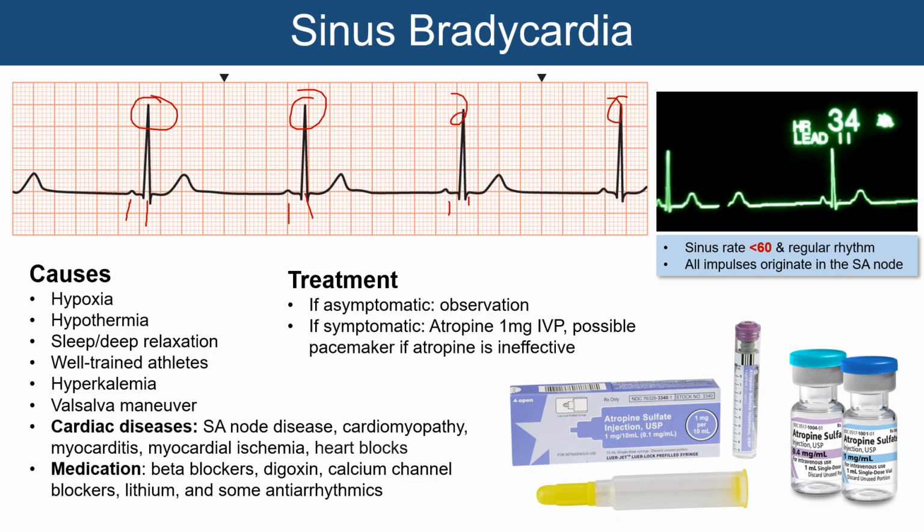So if a patient is lightheaded, they're dizzy, they feel palpitations, and then you look on the monitor and they're bradycardic, then you need to do something about it. The medication of choice to treat bradycardia is going to be atropine. Atropine 1 milligram IV push. If medication is not effective, then the patient may need a pacemaker, but we're just generally going to say atropine and possible pacemaker, depending on the patient's symptoms.